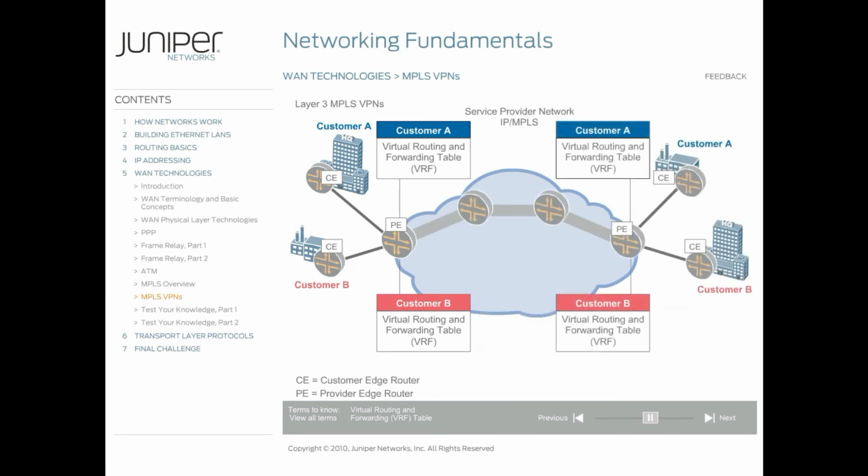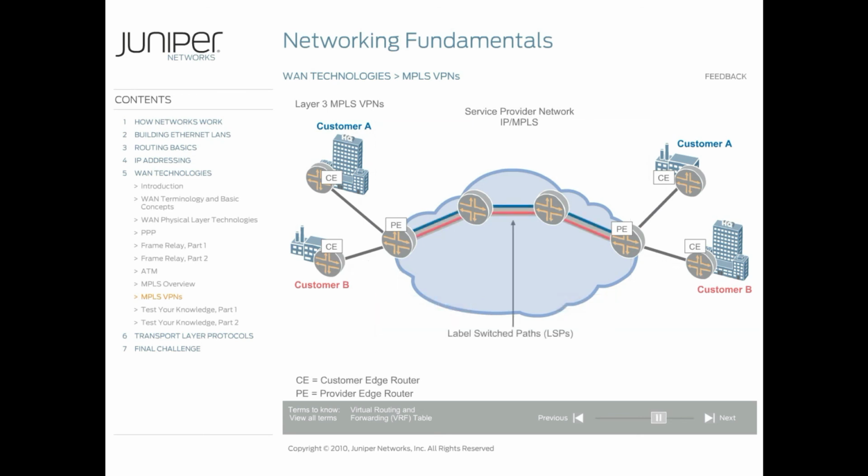To help explain MPLS Layer 3 VPNs, we've simplified the network a bit. In this example, each provider edge router has a connection to customer A and customer B. The provider edge and customer edge routers exchange routing information. The routes are stored in the customer's VRF on the provider edge router. Notice that each customer has a separate and unique VRF. The provider edge routers also establish LSPs between each customer's VRF. These LSPs are like frame relay PVCs and are used to keep customer traffic separated.